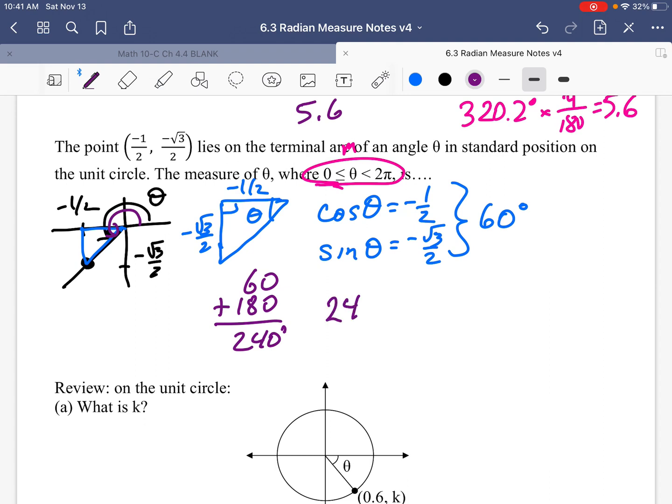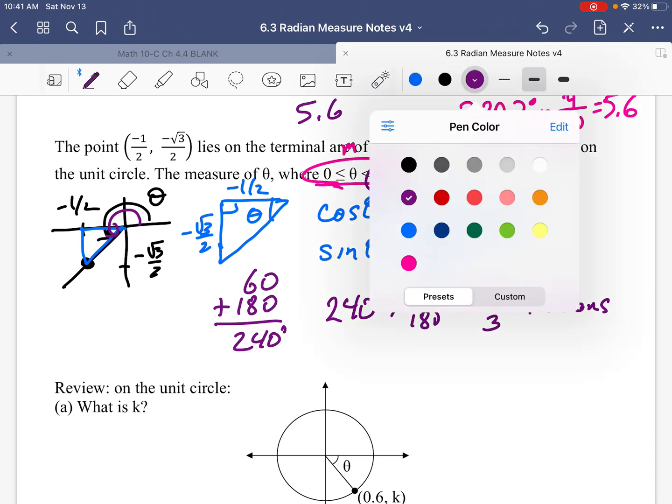Okay. Now, 240 degrees, we're supposed to be in radians, because that's what the units are here. So that's times pi over 180. So that should be 4 pi over 3 radians. Okay. So far, so good.